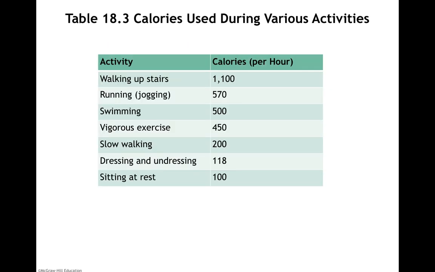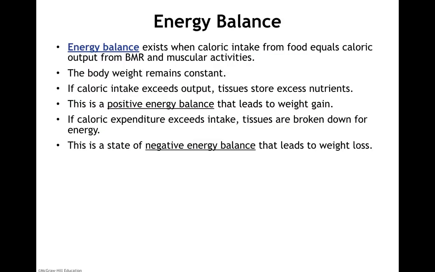So just a couple of examples. Walking up the stairs is 1,000 calories per hour. Sitting at rest is 100. There are lots of very important ways to burn calories. And that leads to an energy balance. When caloric intake equals caloric output, body weight would remain constant. Otherwise, it would go up if you are putting in more energy than you are putting out, or go down if you're putting out more energy than you're putting in.